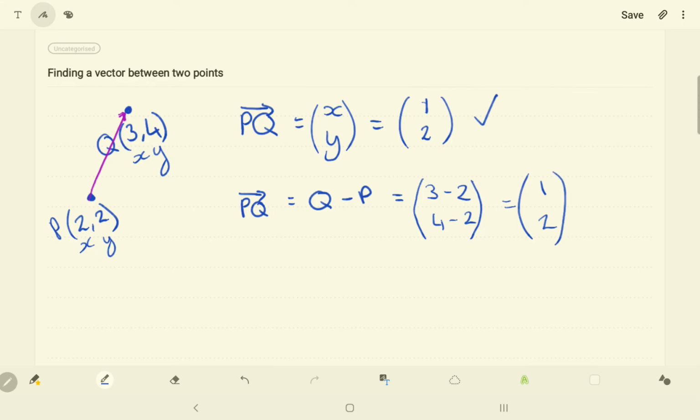Okay? So the idea is you're working out how much has x changed by and how much has y changed by. But once you start getting into negatives and coordinates that are halves, for example, it becomes more challenging to do that mentally. So instead, we use the method where we calculate the difference by taking the first point away from the second point.